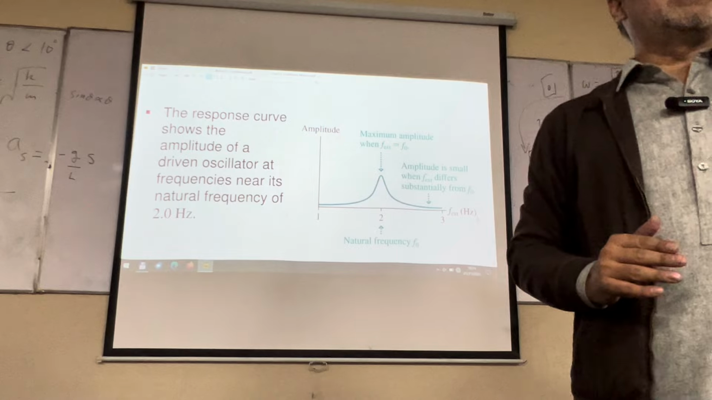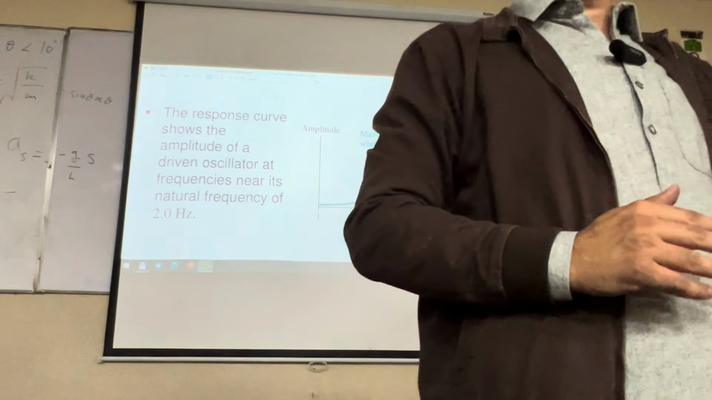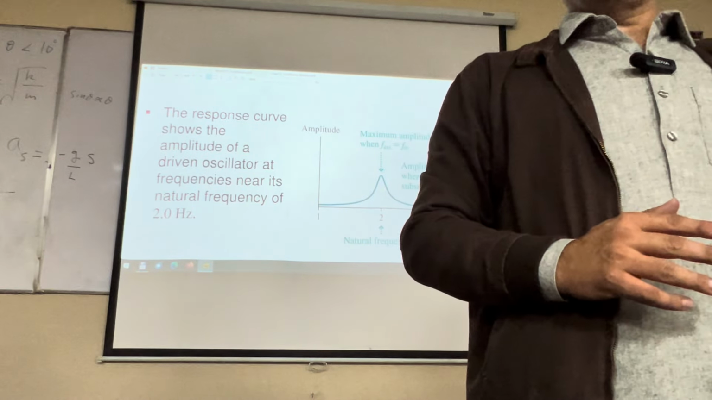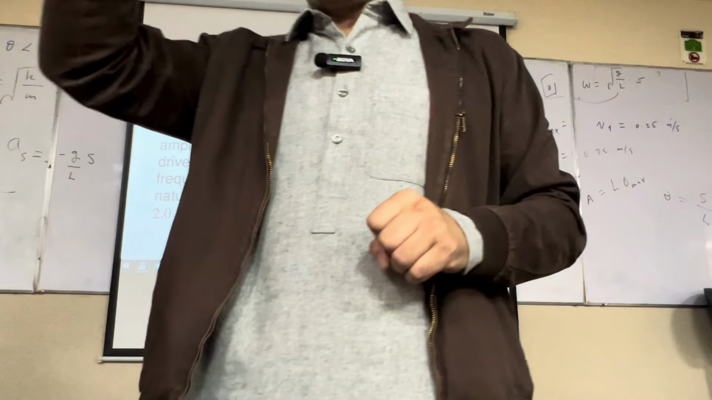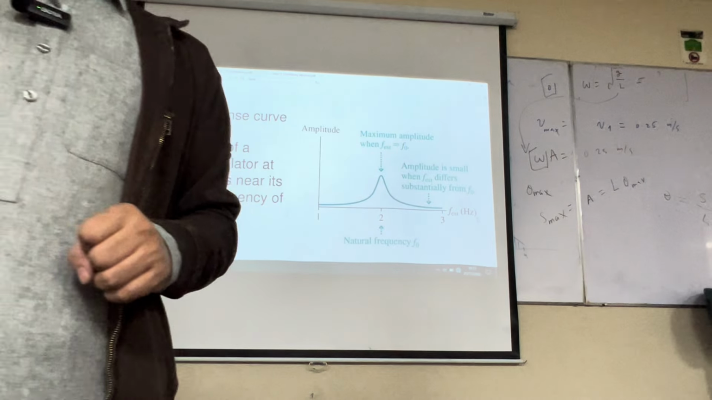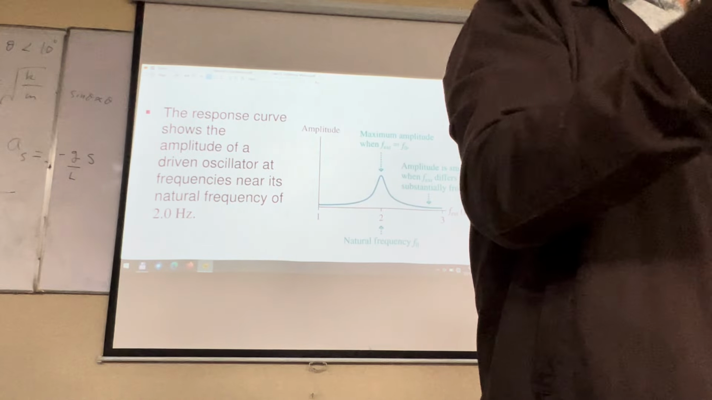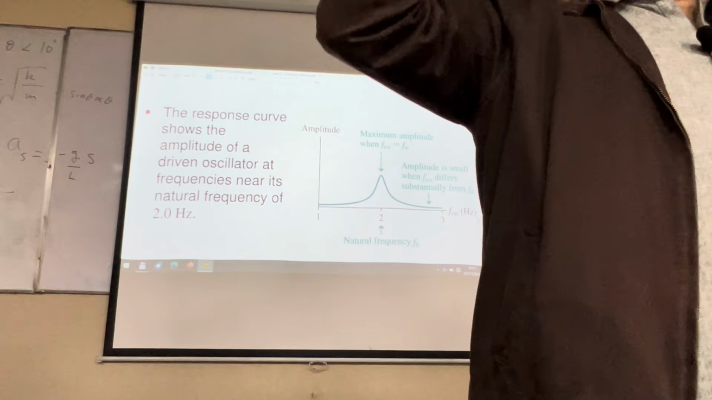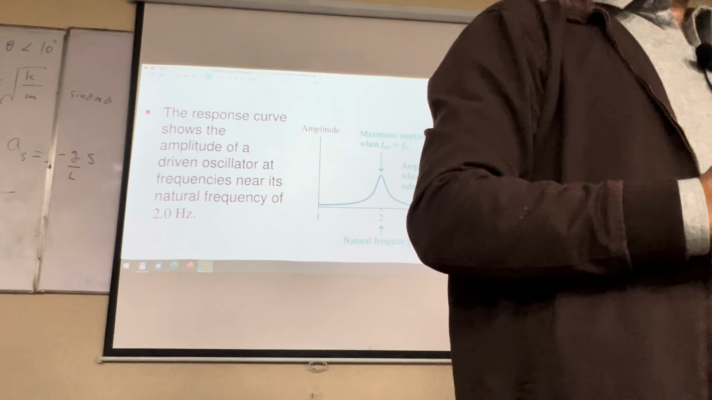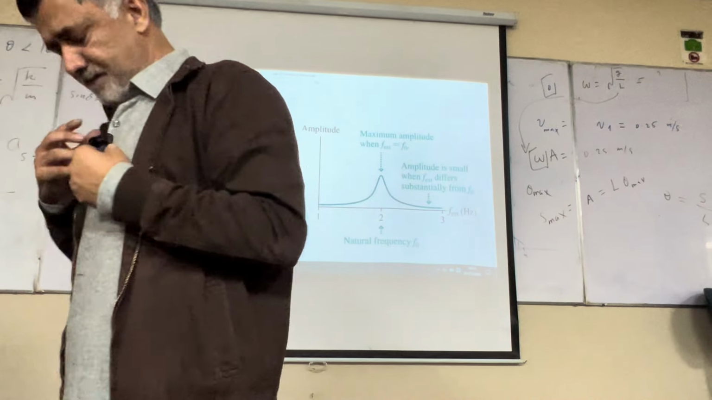So the frequency of the driving force is one quantity, and the frequency of the system without the external force is called the natural frequency, omega. If those two frequencies match, then the amplitude gets really large, and that is called resonance. That's the only thing you need to understand.